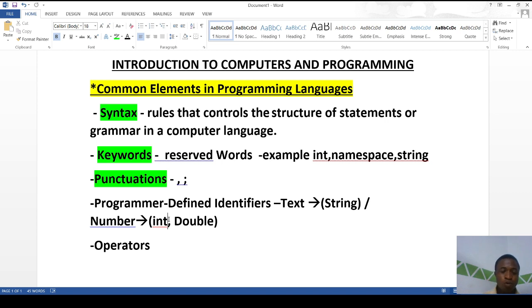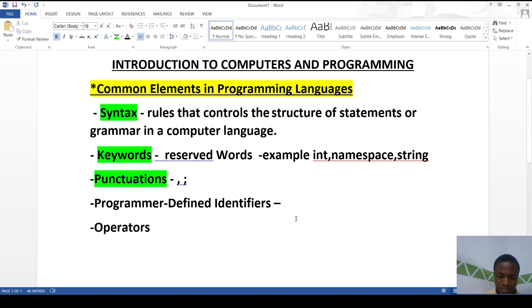So what I want you to understand is, when we talk about programmer-defined identifiers, we are talking about variables. A variable holds data in our memory, and if you are holding data, we are talking about a data type. The data type is either a string, an integer, or a double. This is how you define your data type in your memory for your client to follow.